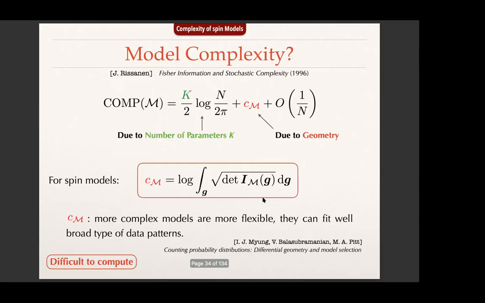So the idea is that the more complex the model, the more flexible it is, which means that it can fit a broader type of data sets. Reciprocally, a model that is very simple is a model that is capable of fitting very few types of data. And in general, this quantity, this integral, is difficult to compute.